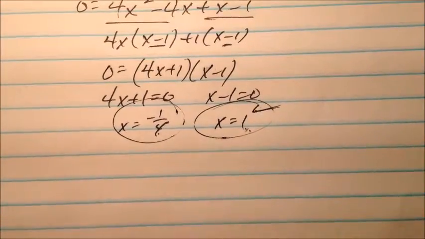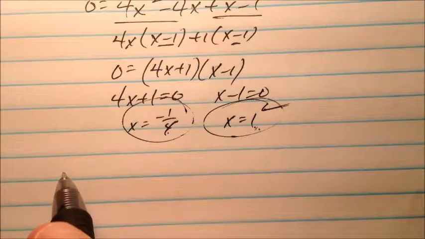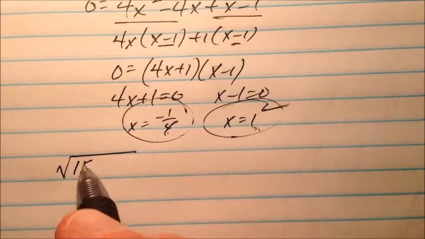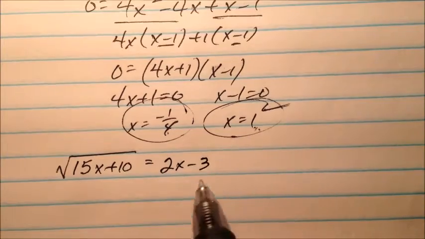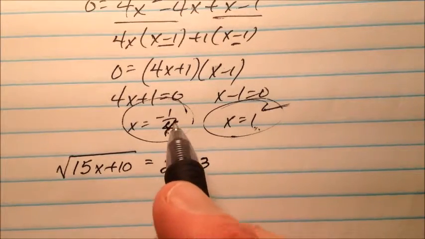So my 1 works out. I don't know, so maybe my negative 1/4 won't work? I don't know, let's see. I'm going to rewrite my problem down here. So square root of 15x plus 10 equals 2x minus 3. I rewrote it because sometimes doing these fractions takes some space.